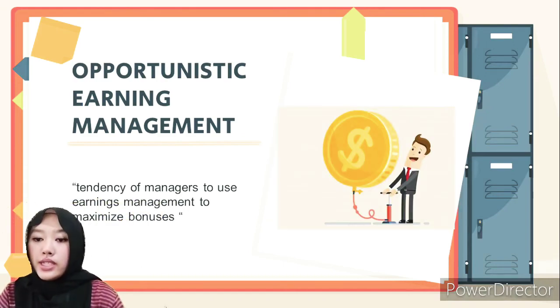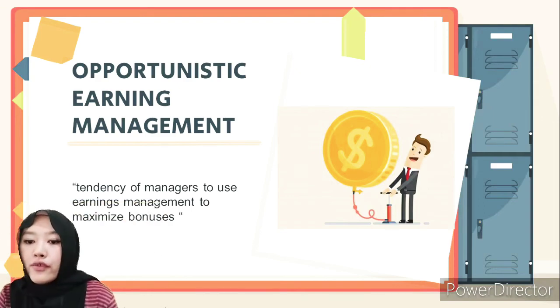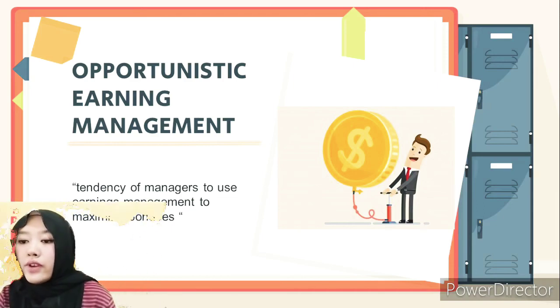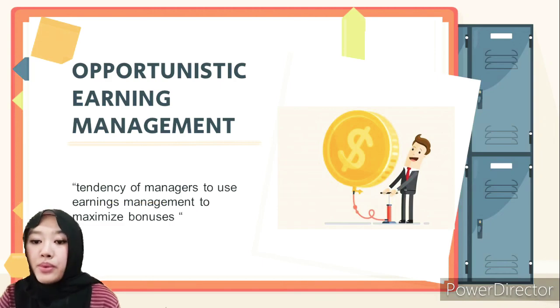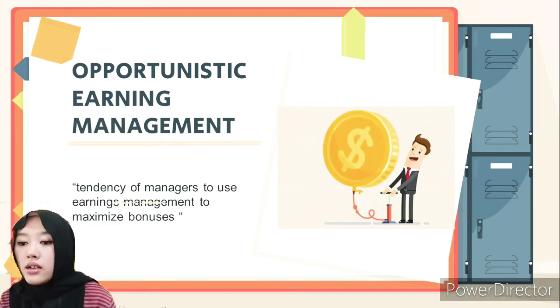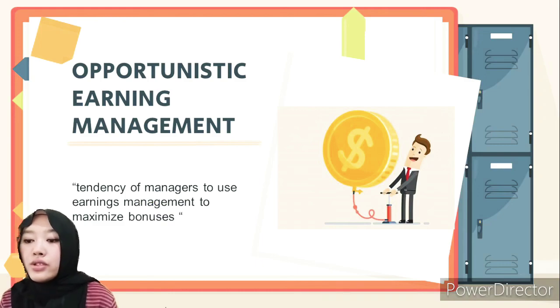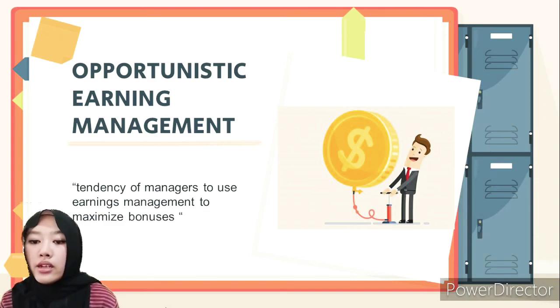Now the opportunistic earning management. From the contract perspective, opportunistic earning management can be identified through the tendency of the manager to use earning management to maximize their bonus. Opportunistic behavior in earning management has the point of view that managers use information asymmetry between external and internal parties of the company to maximize their utility related to the compensation contract, debt contract, and regulation. Investors are then deceived by unreliable reports and information.